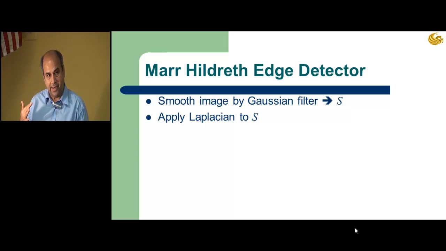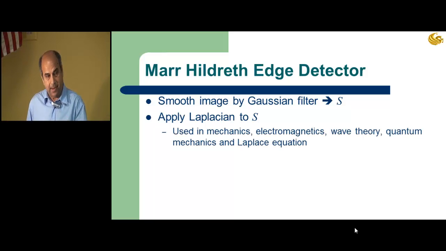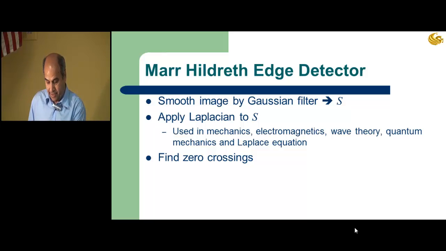The Laplacian is like a second derivative in x and second derivative in y, and this Laplacian is used in lots of different areas. Then we'll find the zero crossings in the Laplacian. As I told you, the idea is that you can find a gradient, the first derivative, and find the maximum of that. That's what the Sobel or Prewitt edge detector will do. Or you can find the second derivative and find the zero. As you have learned in calculus, if the first derivative is maxima, then the second derivative has to be zero. And so that's the idea here.